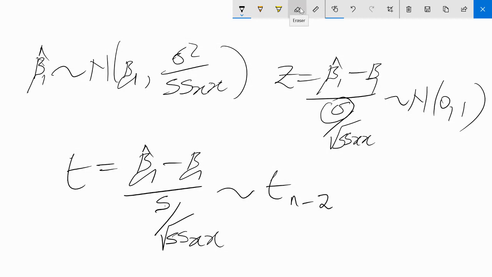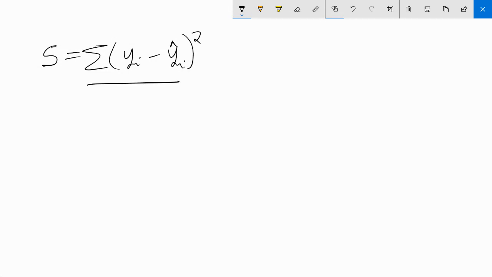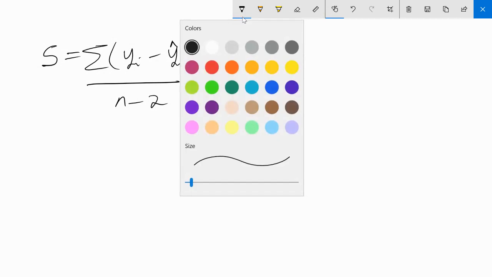But what is this S? Let's go back, or let me just erase everything here. What is this S? If you look at this S, we are saying S squared is equal to the sum of yi minus yi hat squared divided by n minus 2. What is the summation of, or what is this term here? Let me change the color so that you can see.